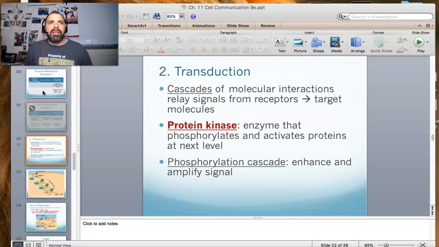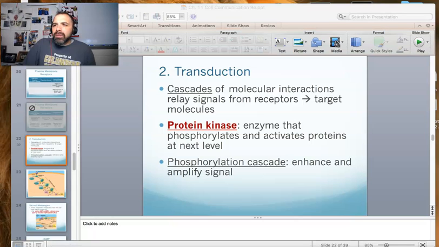So transduction, this is the cascade. If you think of a waterfall cascading, this is... I'm trying to do 2 things at once here, so give me a second so I can click on this.